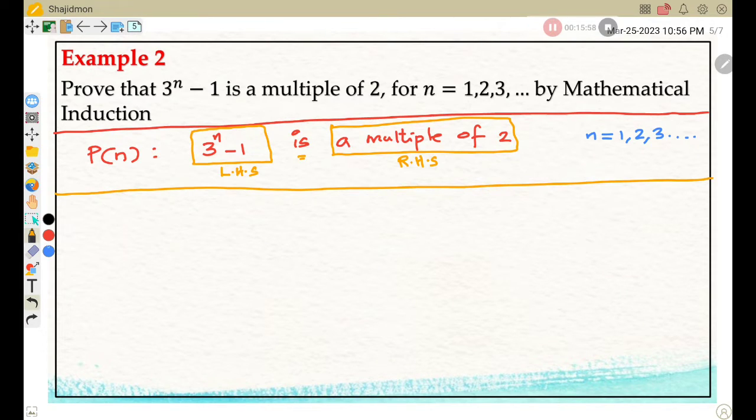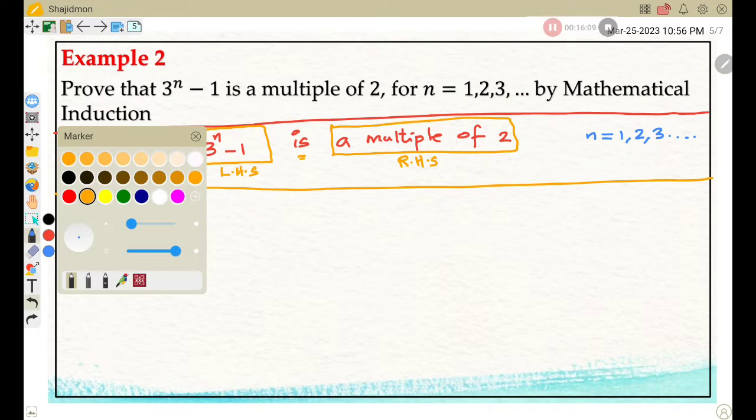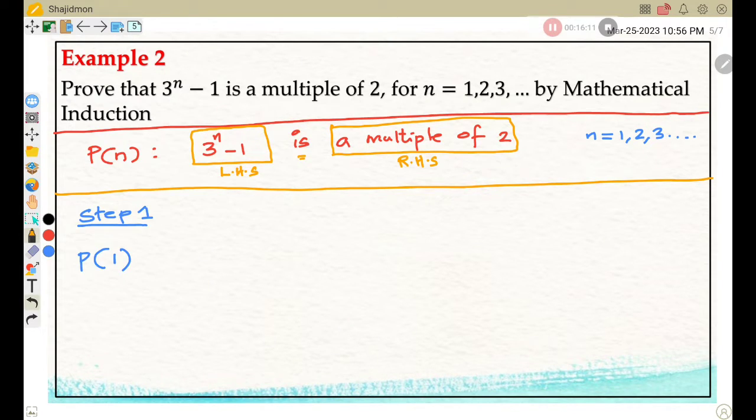What is the first step we need to do? Step number 1. Basic step: the result is true for the initial value of n. What is the initial value of n here? N equal to 1. You can see here n equal to 1 is the initial value. So just to check whether P of 1 is true or not, we need to prove P of 1 is true.